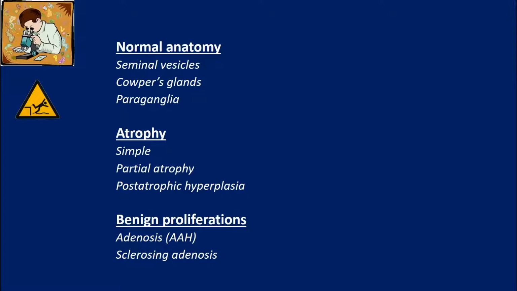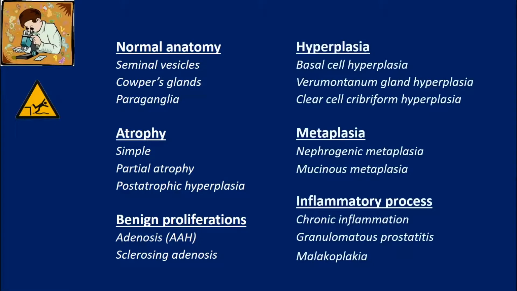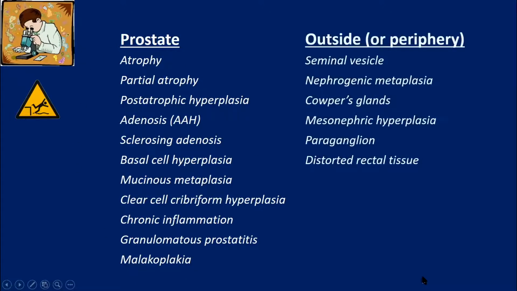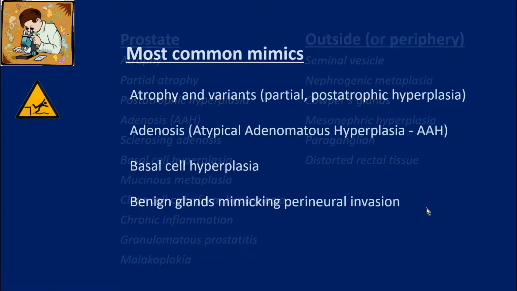Benign mimics of prostate cancer may represent parts of normal anatomy, as illustrated here, atrophy, or other processes such as benign proliferations, hyperplastic processes, metaplastic processes, or inflammatory processes. Benign mimickers can be located within the prostate, and the ones that are located within the prostate are listed here, or they can be found outside or at the periphery of the prostate, and the ones that are typically found outside are listed in this slide.